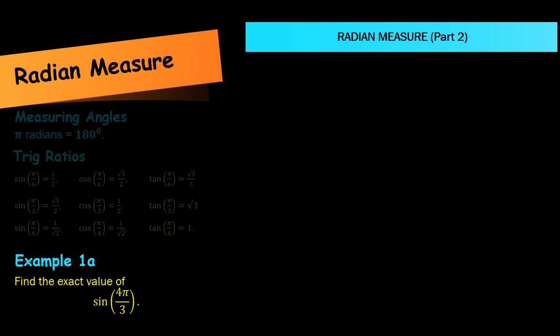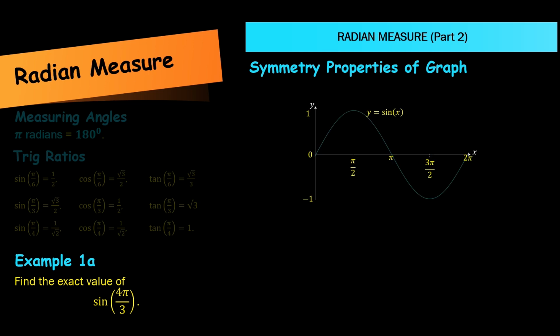We are now going to look at solving part A using a different method. In particular, using the symmetry properties of a graph. In this example, we're looking at sine. So here's a sketch of y equals sine x. As you can see, we've highlighted 4 pi by 3 on the graph. The value of sine 4 pi by 3 is negative.